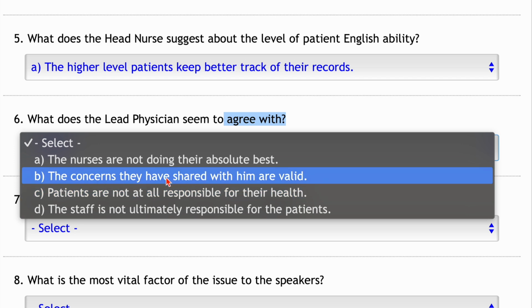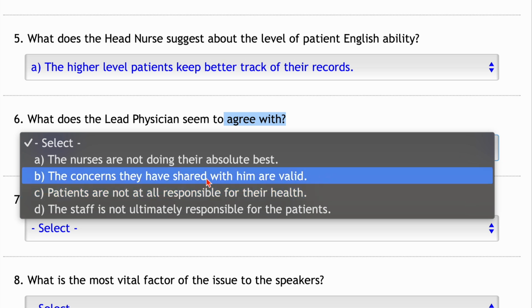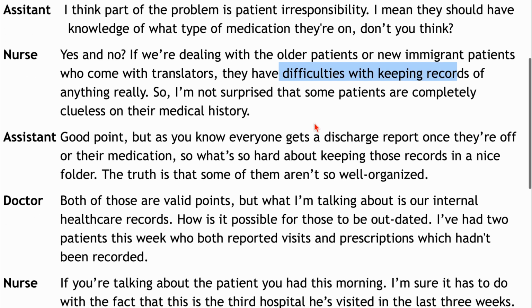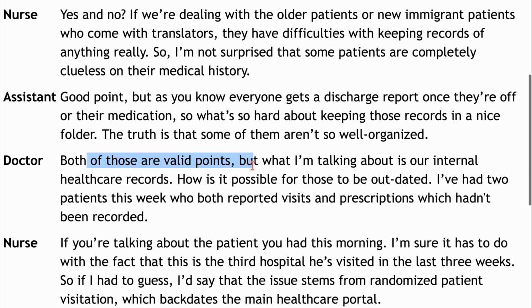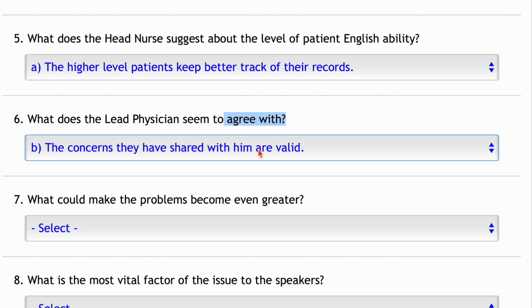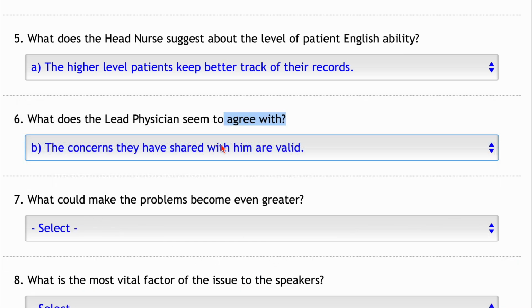The concerns they have shared with him are valid. Patients are not at all responsible for their health. I think he didn't mention C, but I think he mentioned B. Both of those are valid points. But what I'm talking about is our internal health records. Okay, so both of those shared by the nurse and the assistant, they are valid points. So that's why it's that one. Again, he didn't talk about the patients not being responsible, okay?